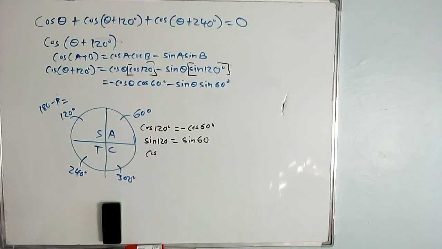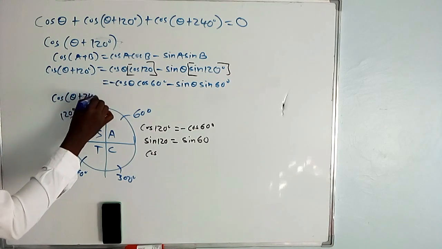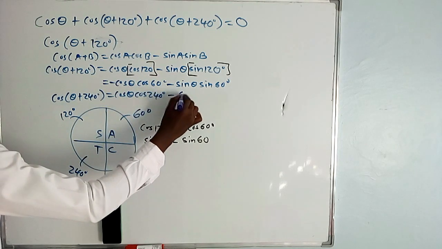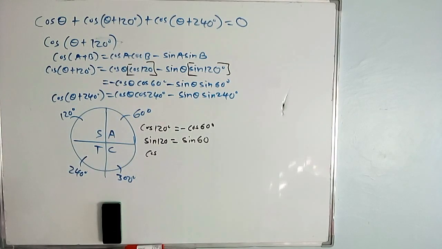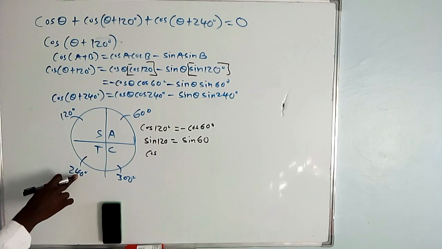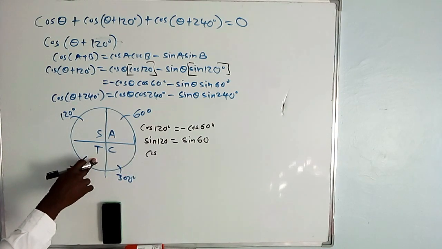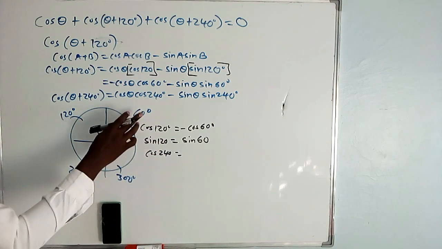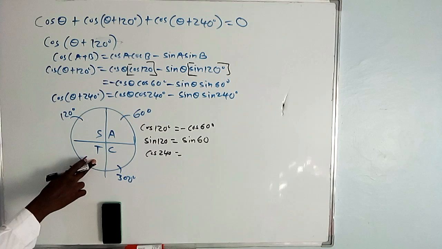The next one is cos(theta plus 240 degrees). So that one is going to be cos theta cos 240, and if here is positive, the other side is negative, that one minus sine theta sine 240 degrees. Then you ask yourself, 240 is in the third quadrant. So if 240 in the third quadrant is 180 plus beta, then what is beta? It is 240 minus 180, you get beta to be 60 degrees. So 240 is equivalent to 60 degrees.